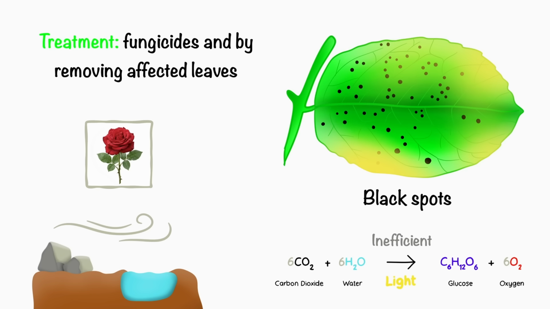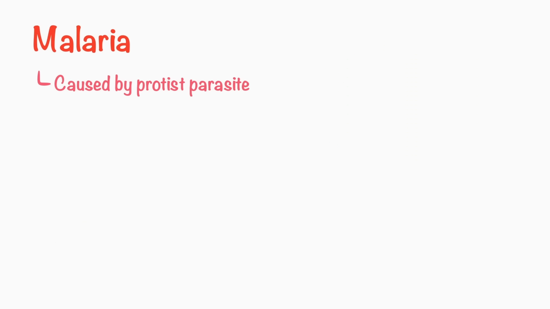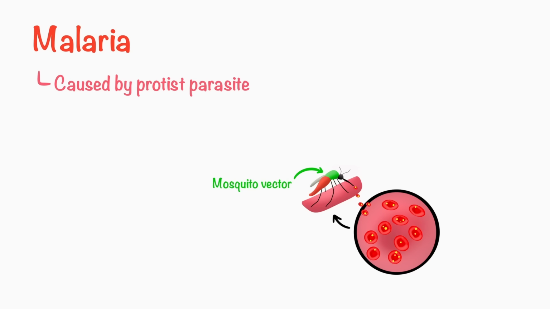Gardeners can treat rose black spot with fungicides and by removing affected leaves. Good air circulation around plants also helps prevent infection. Finally, let's examine malaria, a disease caused by a protist parasite. The malaria protist has a life cycle that involves mosquitoes acting as vectors.